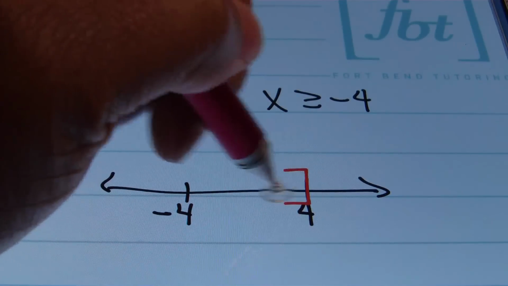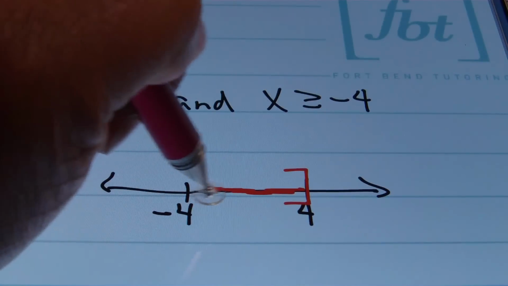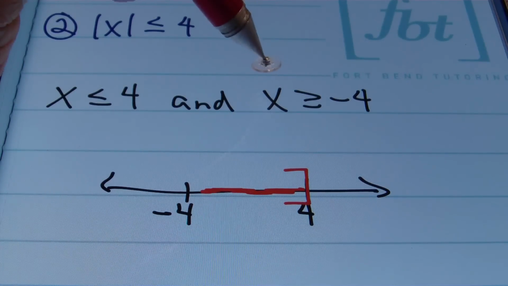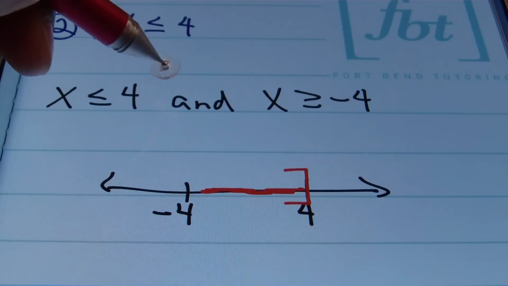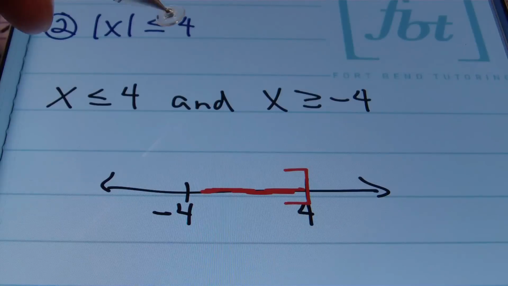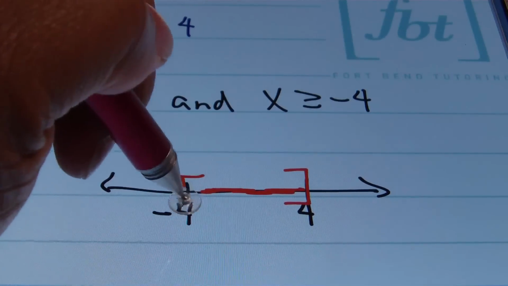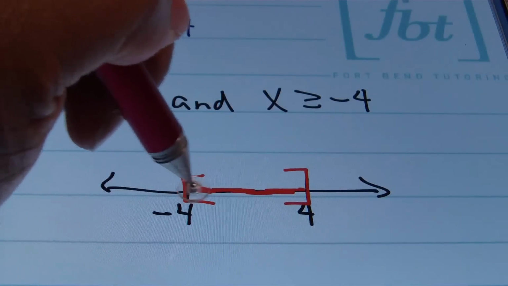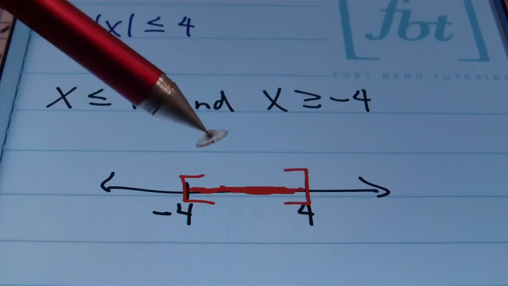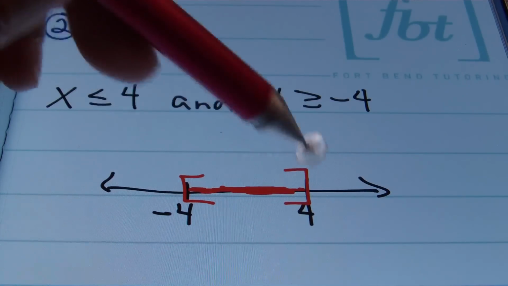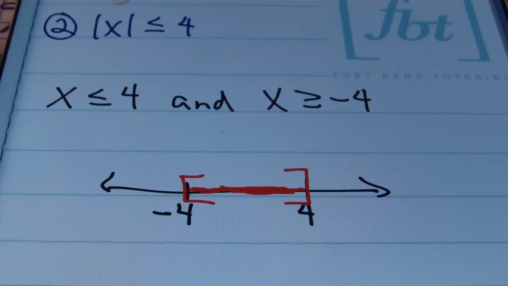I'll then start shading towards -4. And as I approach -4, I notice that x can also be greater than or equal to -4. So remember, when you're dealing with an and situation, it's an intersection. It's what the 2 solutions have in common. So what these 2 solutions will do will overlap in the middle here. All right, so your solutions are trapped between -4 and +4, including -4 and +4. So this is the graph of your solution for problem number 2.